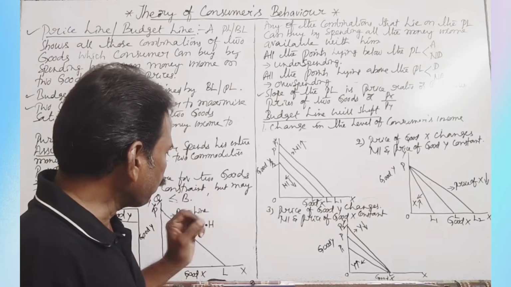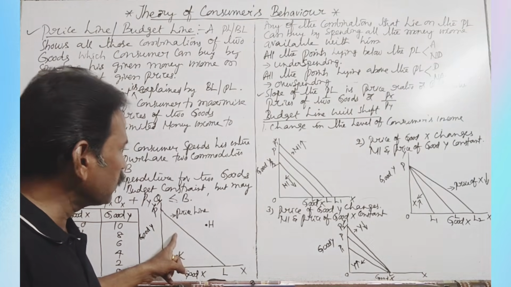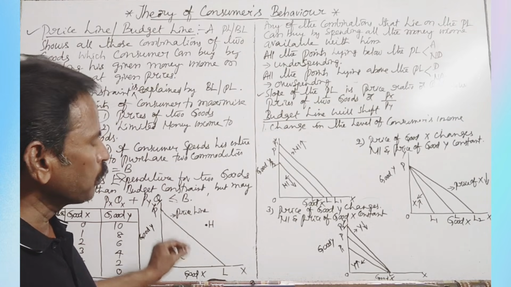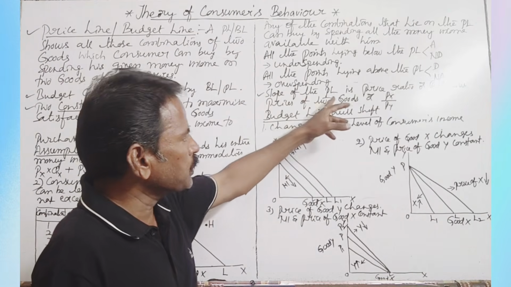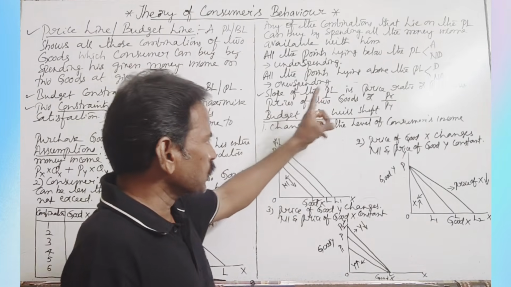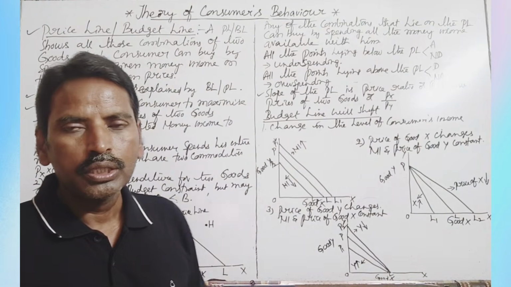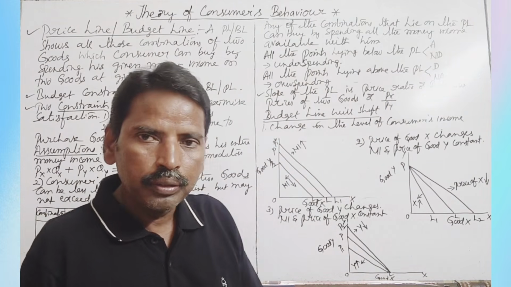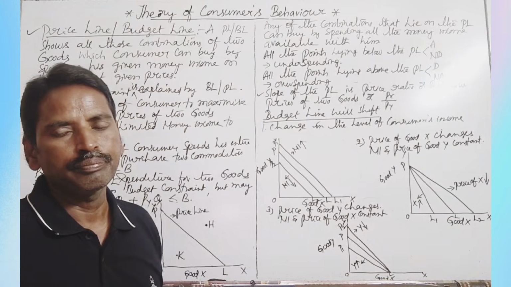So therefore, any of the combinations that lie on the price line can be bought by spending all the money income available with him. This is called the price line. Slope of the price line is the price ratio or relative prices of two commodities, or Px by Py.